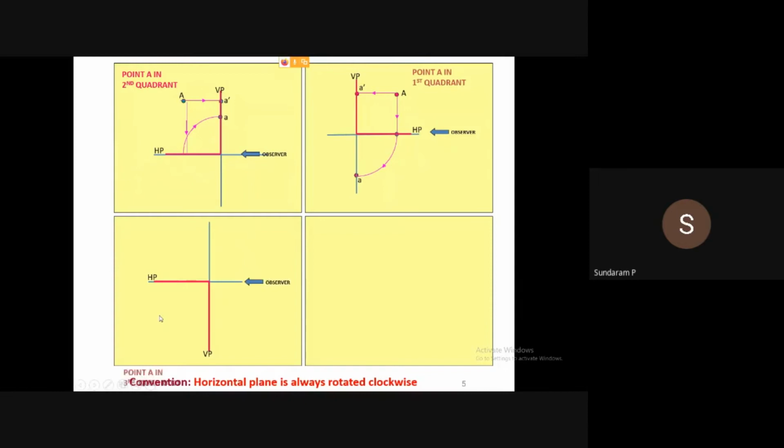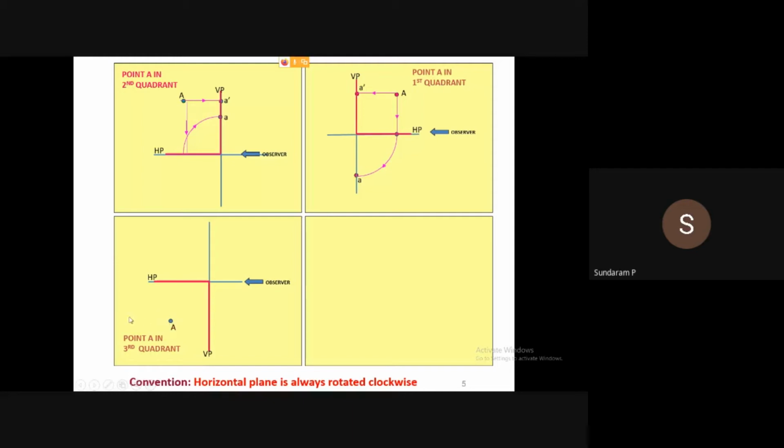As already told, when the object is assumed to be in the third quadrant, the method of projection is called the third angle projection method. When the object is assumed to be in the first quadrant, the projection method is called the first angle projection method. There are only two different methods of projection: first angle projection and third angle projection. You can see the third angle projection: below the horizontal plane, behind the vertical plane.